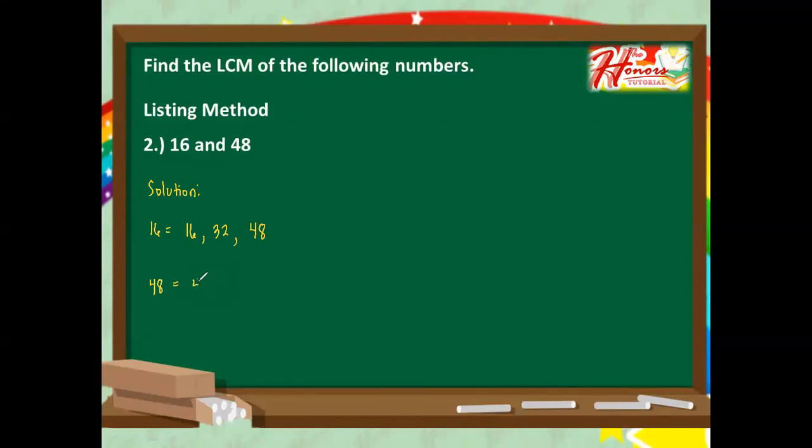So we have here 48. So as you can see, we already have a number that match 16 and 48. So 16 is not because it is not in 48. 32 is not because it is not in 48. 48 is a yes. It is because it is also in 48. So therefore, our LCM here that we are looking for is 48. So that is for listing method.